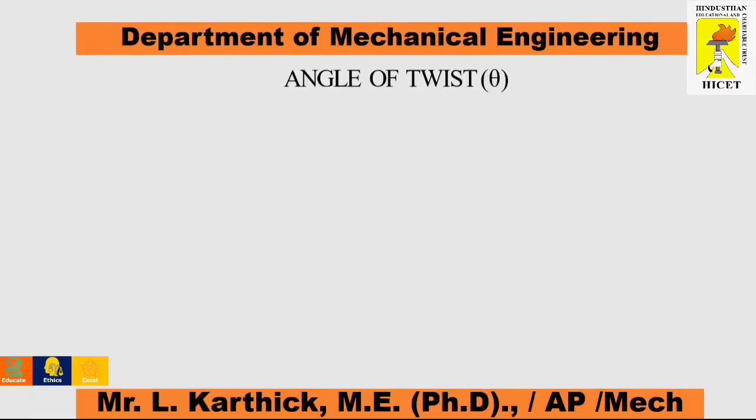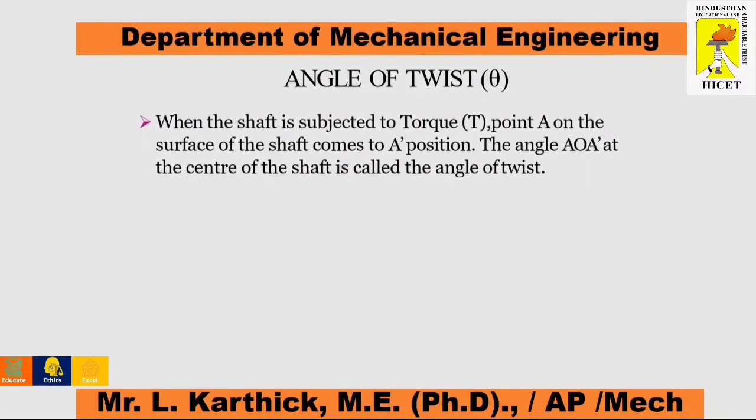Next, angle of twist. How does this twist occur? When a circular shaft is subjected to torsion, shear stresses are set up in the material of the shaft. We have to determine the magnitude of the shear stress at any point of the shaft. Consider a shaft fixed at one end and free at the other end. Let me focus on the center line of the shaft.